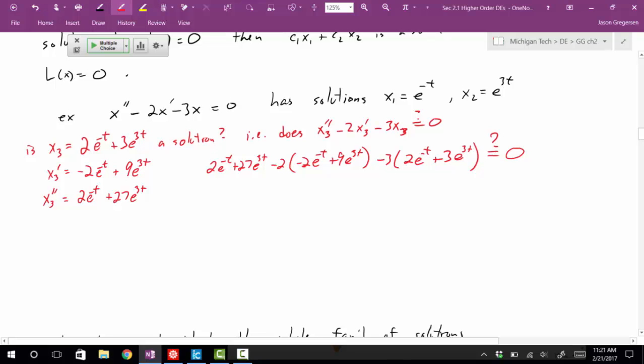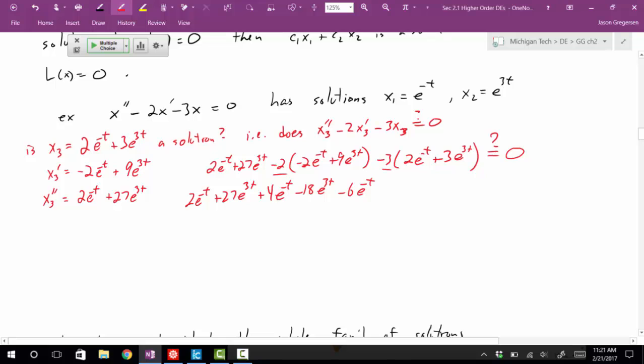All right, I calculated my derivatives. I threw them into my differential equation where they belonged. Now I'll clean things up a little bit. I got 2e to the negative t, minus 27e to the 3t, distribute my negative 2, get plus 4e to the negative t, minus 18e to the 3t, distribute my negative 3.